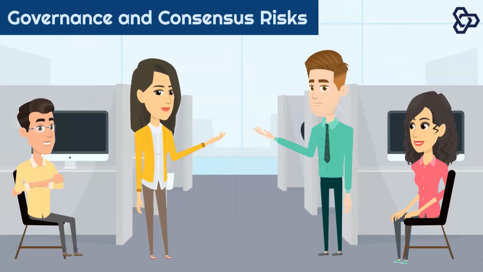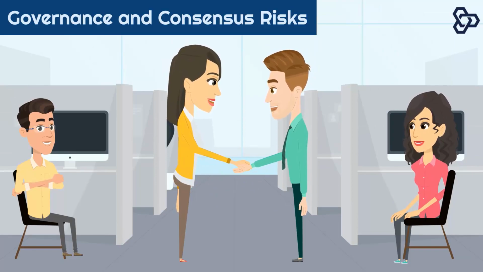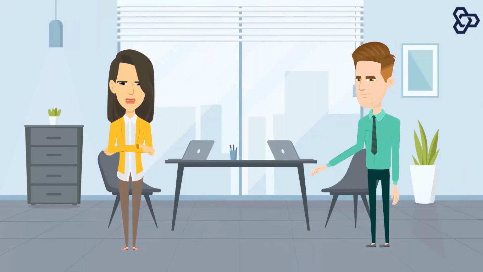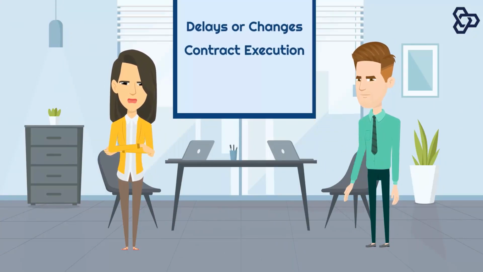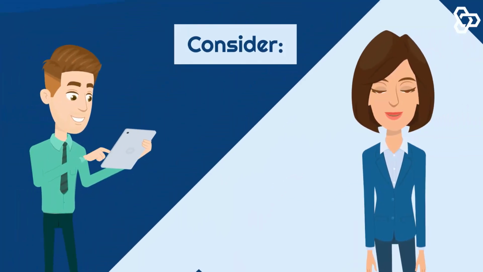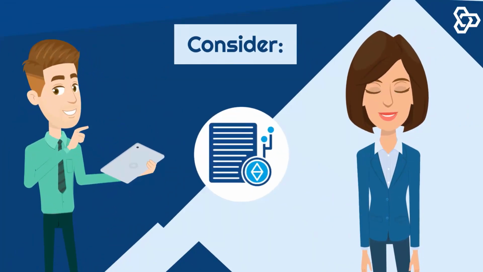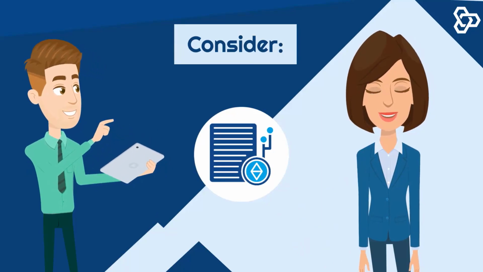Governance and consensus risks. Some smart contracts may have governance mechanisms that rely on consensus among stakeholders. Disagreements or conflicts among stakeholders can result in delays or changes in contract execution, leading to business disruptions. Consider: if governance mechanisms are included in a smart contract, ensure you review the different scenarios where consensus is required.